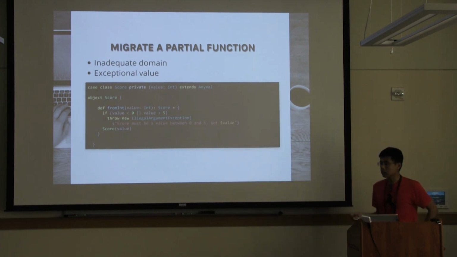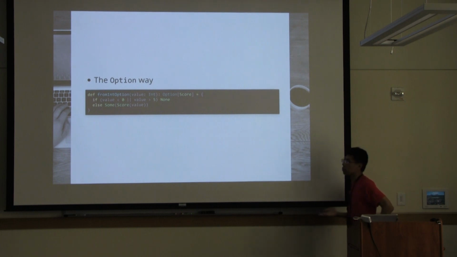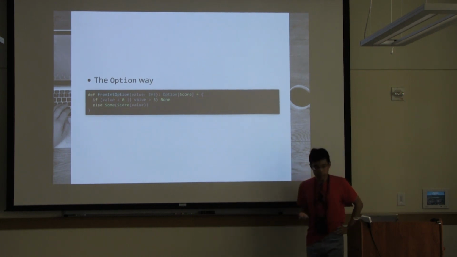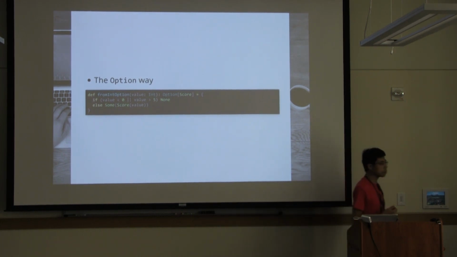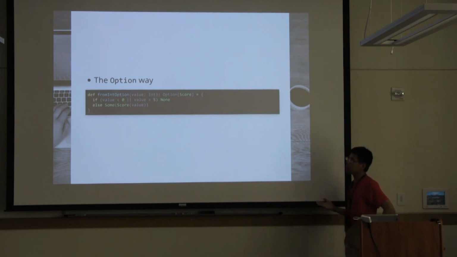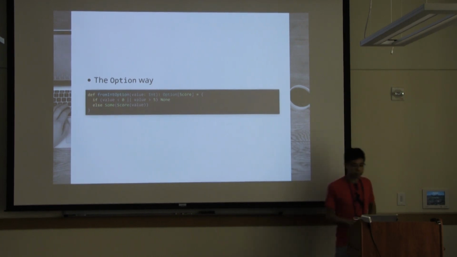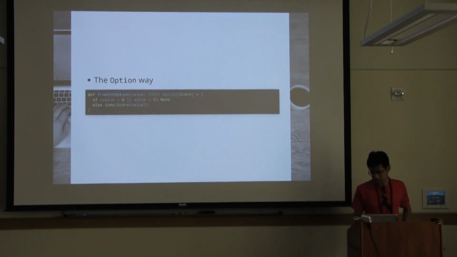So how do we handle those? Well, I think most of you already know the answer. We use the option monad. So if we have a value, we wrap it inside the Some. If there is no value associated with the input value, then we return None. So that's an easy case.